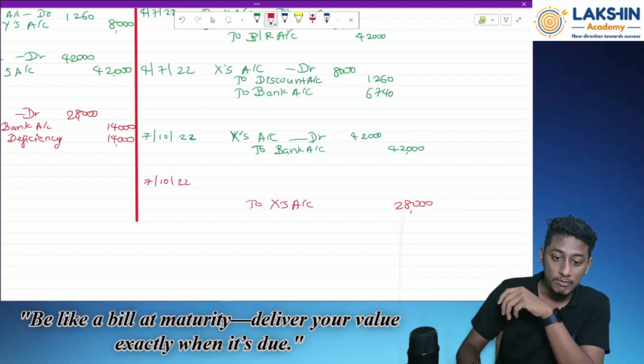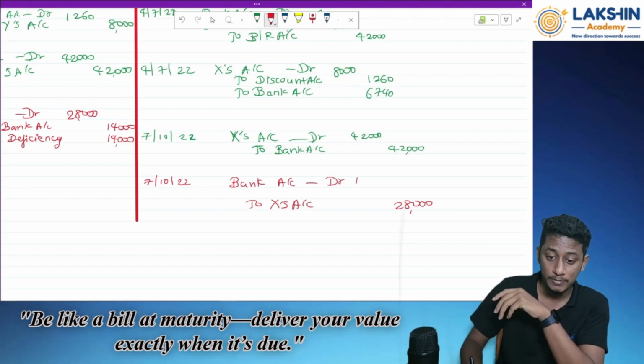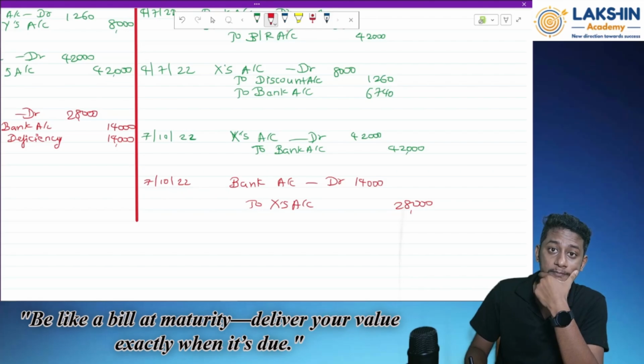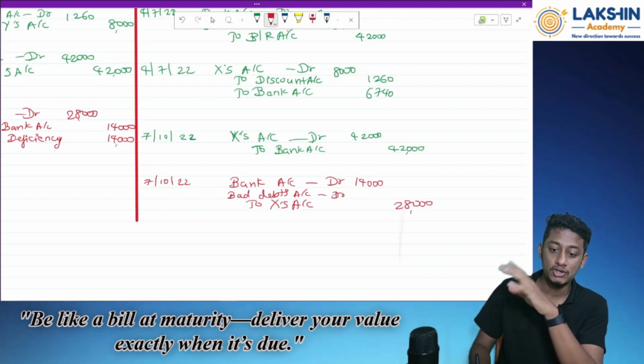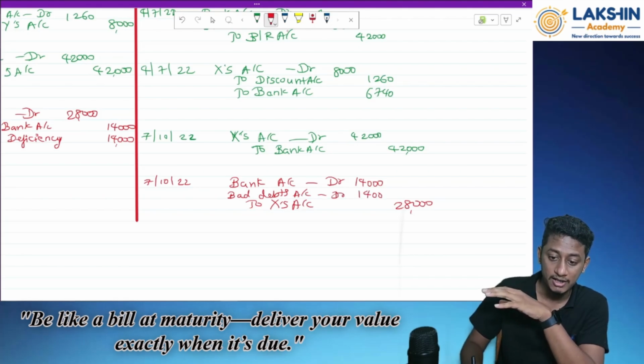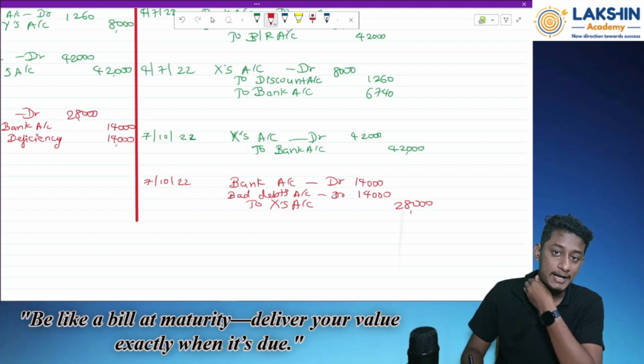Okay. Now, will the whole amount be cleared? No sir. Only how much will be received in the bank account? How much will X pay? Is X able to pay? Only rupees 14,000. The remaining 14,000 rupees will go to where? Go to my bad debts account. Remember, whenever something is not recoverable from a debtor, we transfer it to bad debts account.